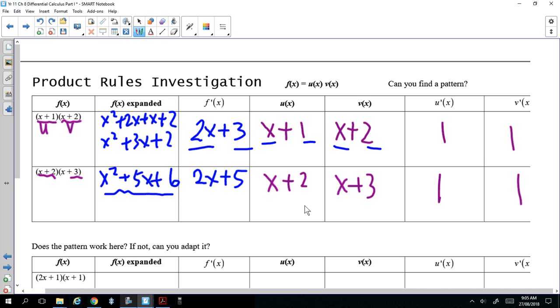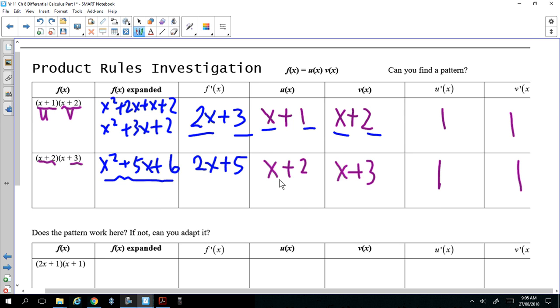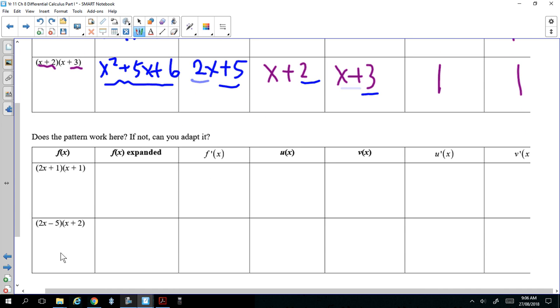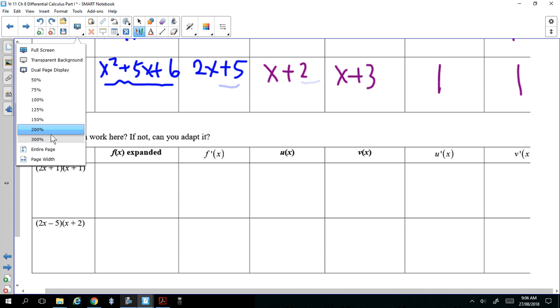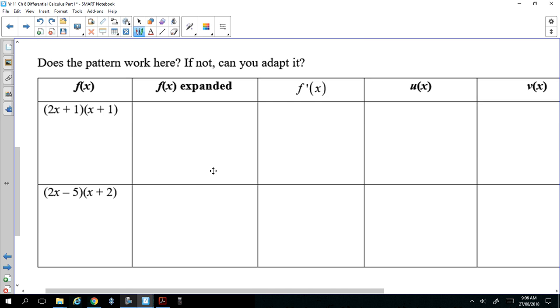Does it still work? X plus x. Looks like we found the magic formula for differentiating. Maybe we don't have to differentiate after all, but we just have to check that it works for these guys. Okay, all right, let's check. Can you try to expand this? Let's get rid of the magic pen. Okay, can you please expand this? Now, this one you can't use the shortcut.